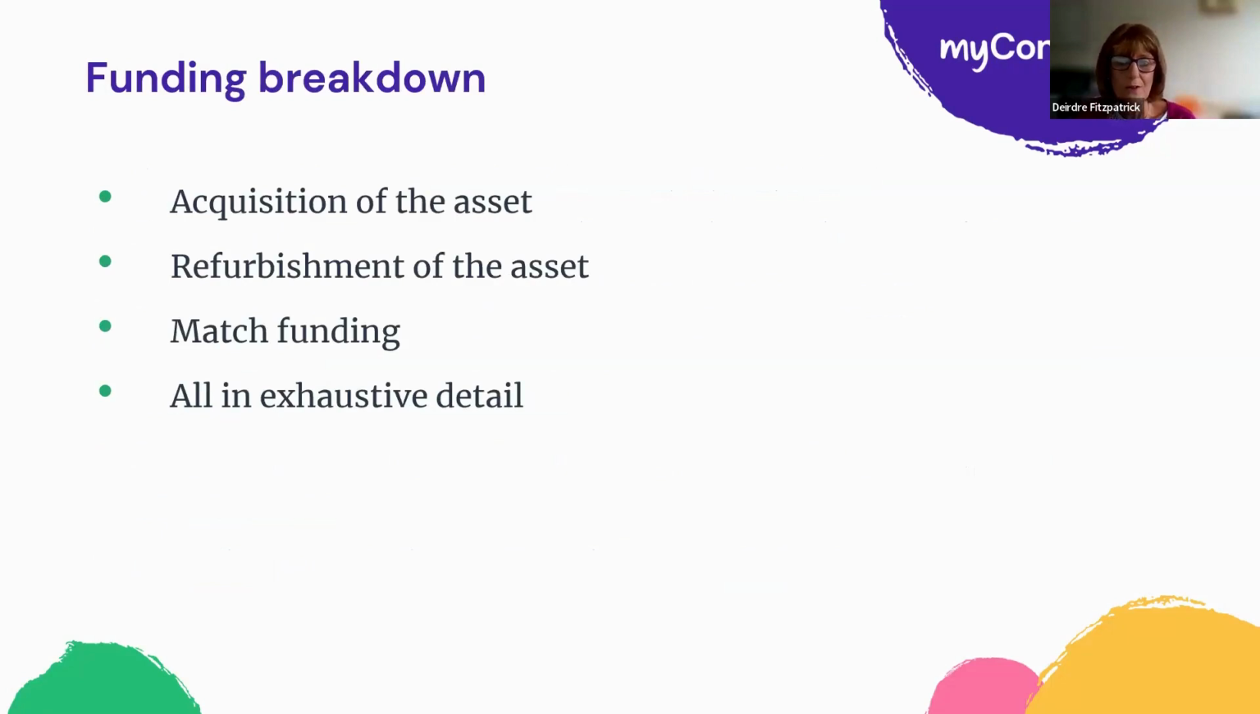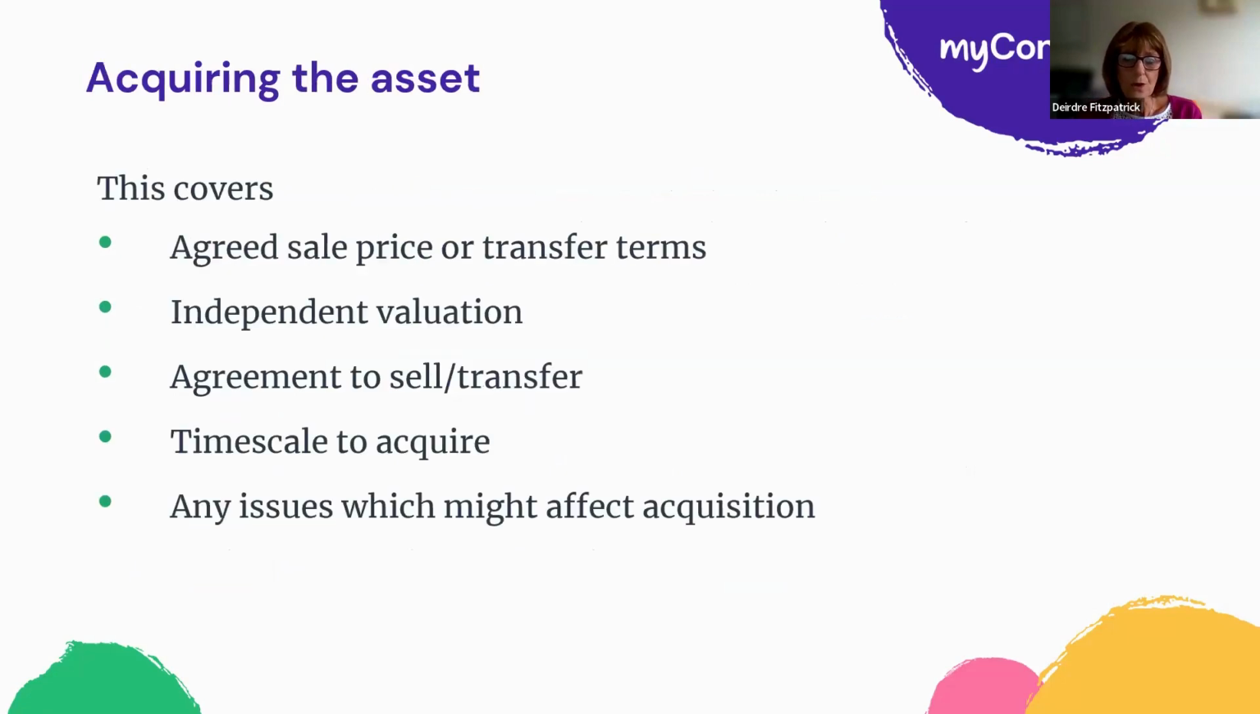So the funding breakdown, then. They're looking to find out about the acquisition of the asset, the refurbishment of the asset, and what's your match funding, and they're looking for a good amount of detail in all of that. So with regard to acquiring the asset, they're looking for the agreed sale price or the transfer terms, because it might be that you're getting it transferred for very little, or it might be that you're getting a peppercorn rent or a peppercorn lease.